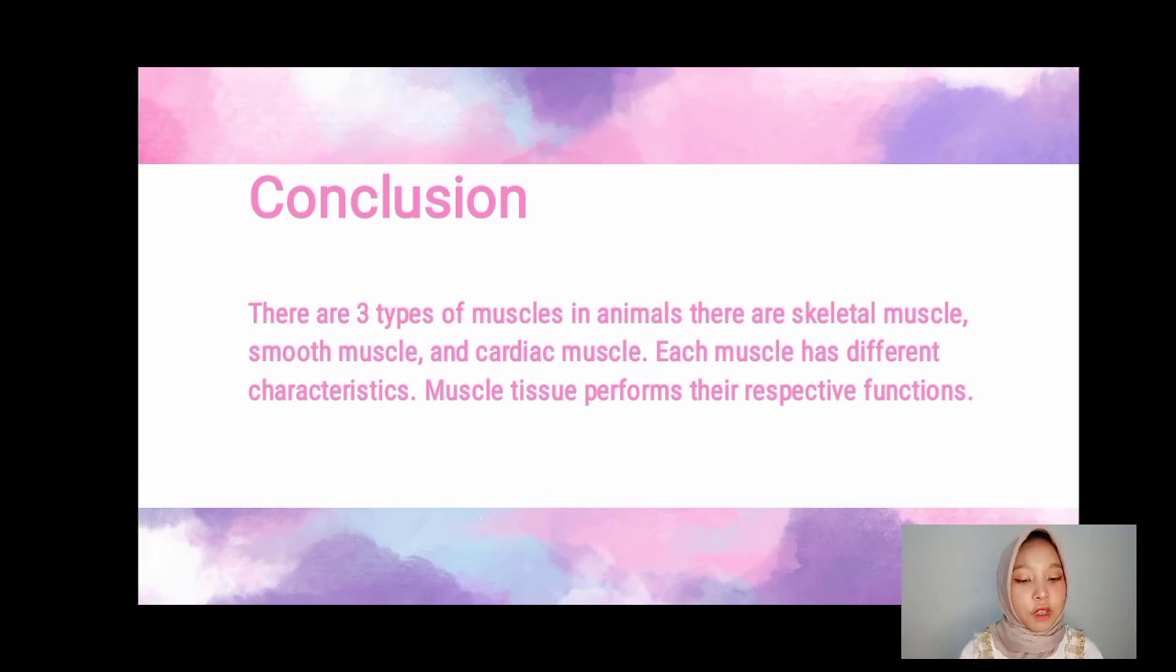And this is the conclusion: there are three types of muscles in animals. There are skeletal muscles, smooth muscles, and cardiac muscles. Each muscle has different characteristics. Muscle tissue performs their respective functions.